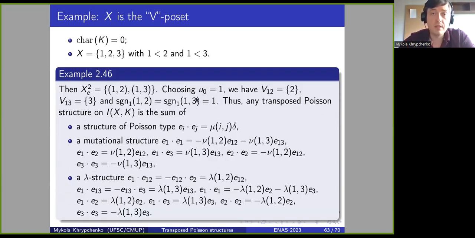There are more interesting cases. For example, if you have a V poset, a poset of 3 elements, one minimal element and 2 maximal elements which are above this minimal element, then you have 2 pairs which are extreme, and of course you have, apart from the structure of Poisson type and the mutational structure, the lambda structure, which is as follows.